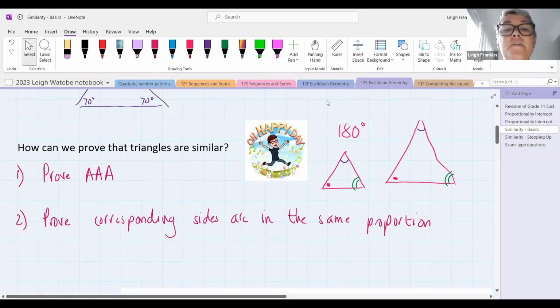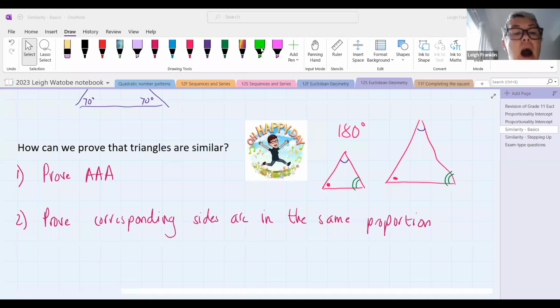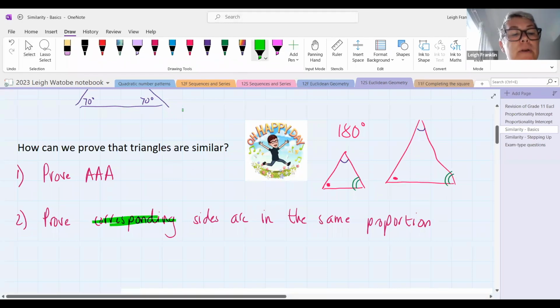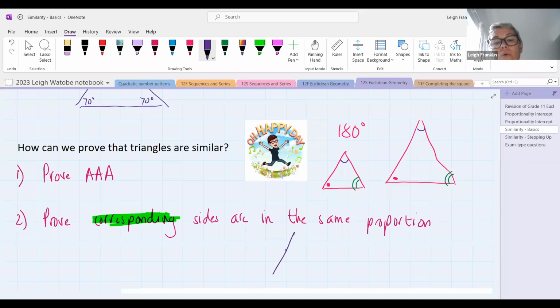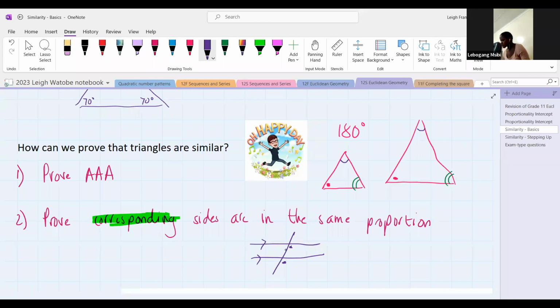All right, the other thing that we need to talk about is what the word corresponding means. Now I don't mean as in corresponding angles when lines are parallel. That's something else. When we were in grade 8, we had a transversal and parallel lines, and we said that this angle over here corresponds with that angle over there. Those are corresponding angles.